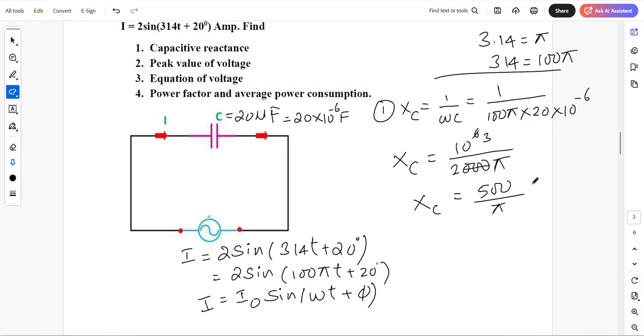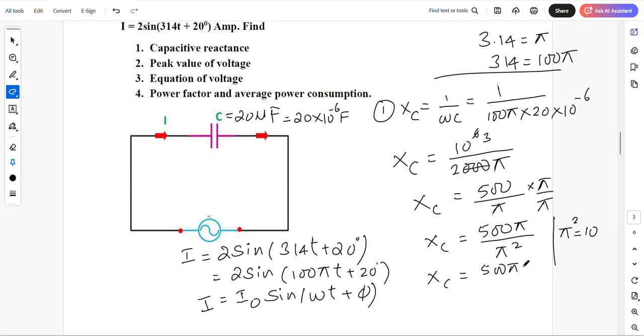To simplify this, multiply by pi by pi. What will I get? Xc is equal to 500 pi divided by pi square. Pi square is equal to 10. I can simplify this: Xc is equal to 500 pi by 10. Xc is equal to 50 pi ohm. What is the unit of capacitive reactance? Ohm. Xc is equal to 50 pi ohm is the answer.